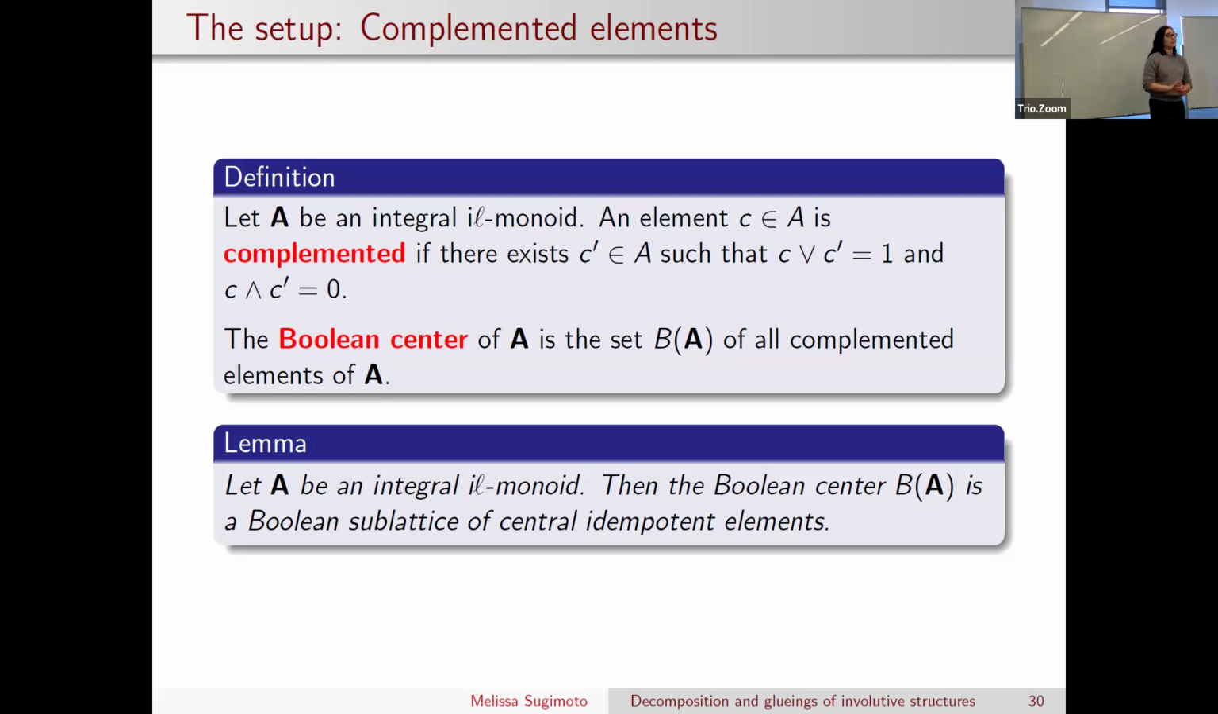Then we can define the Boolean center as the set of all of these complemented elements of A, which is justifiably named because if we're in an integral IL monoid, then the Boolean center is going to be a Boolean sublattice of central idempotent elements. So it will turn out that if you looked at only the complemented elements of your integral IL monoid, you could pluck that out as a Boolean algebra.